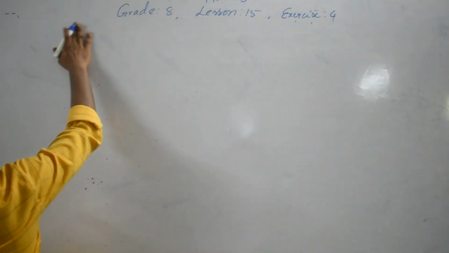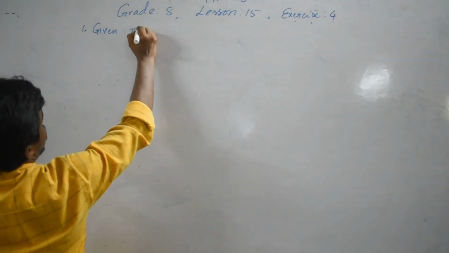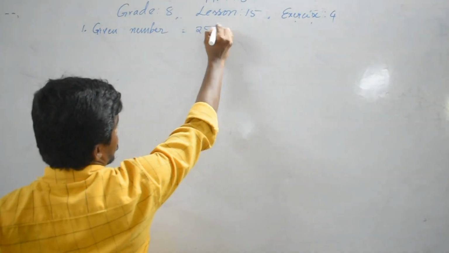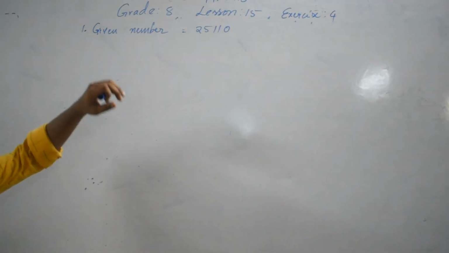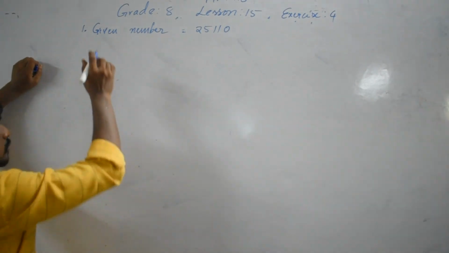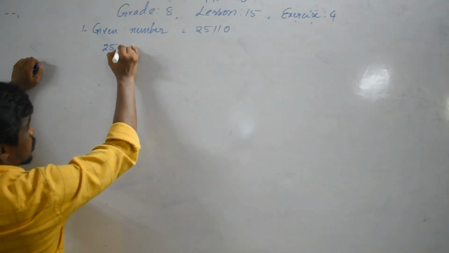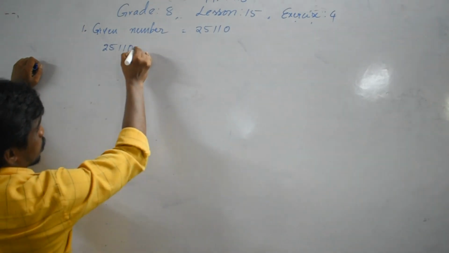Check whether 25,110 is divisible by 45. The given number is 25,110. Let's check whether this number is divisible by 45.